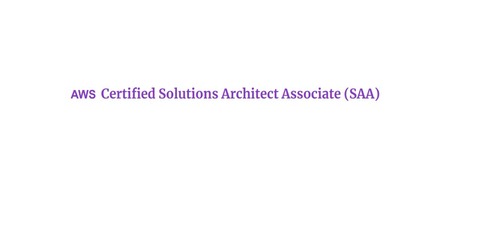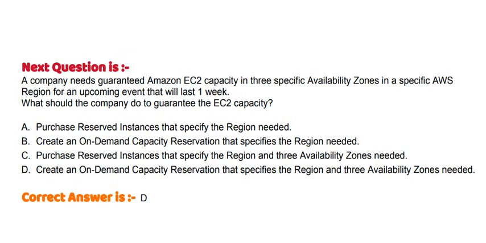Today's question is: a company needs guaranteed Amazon EC2 capacity in three specific availability zones in a specific AWS region for an upcoming event that will last 1 week. What should the company do to guarantee the EC2 capacity?